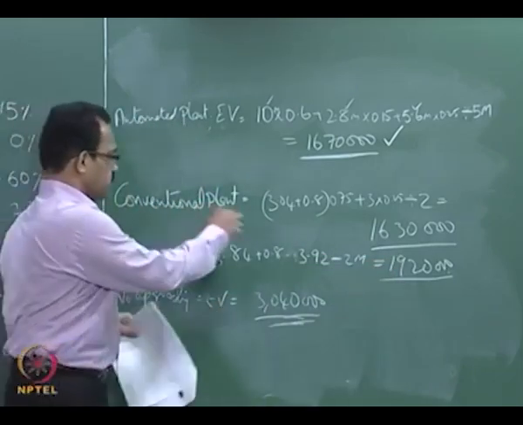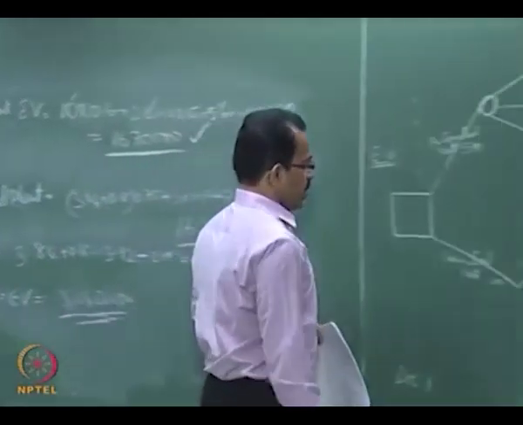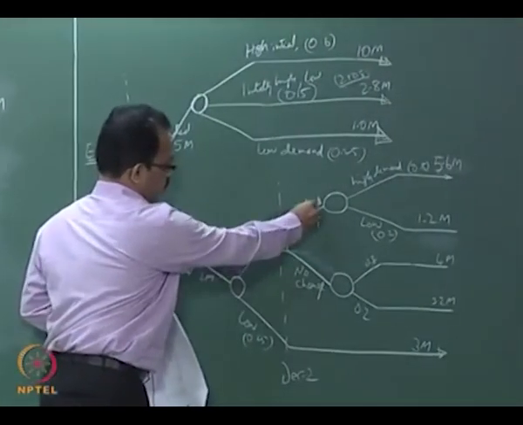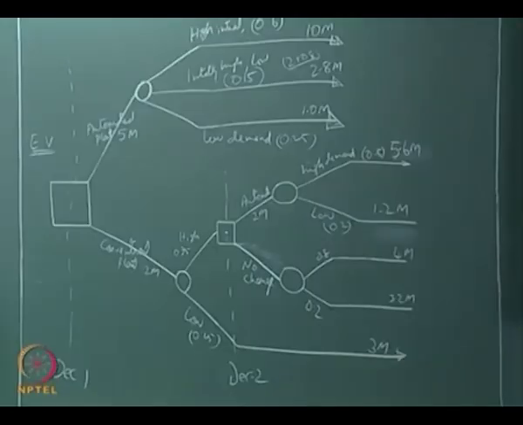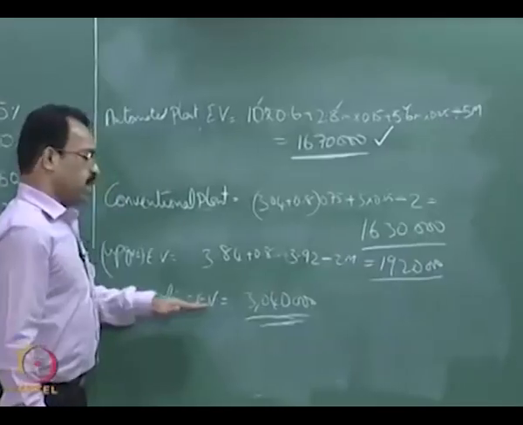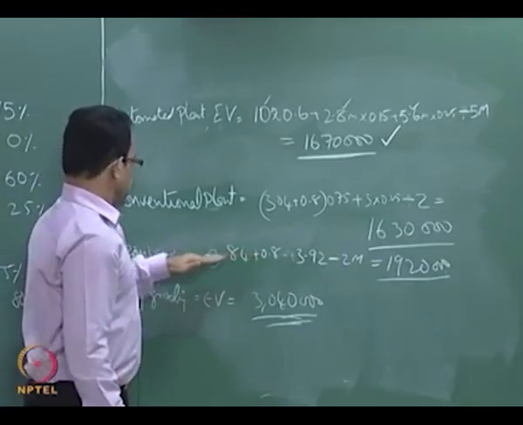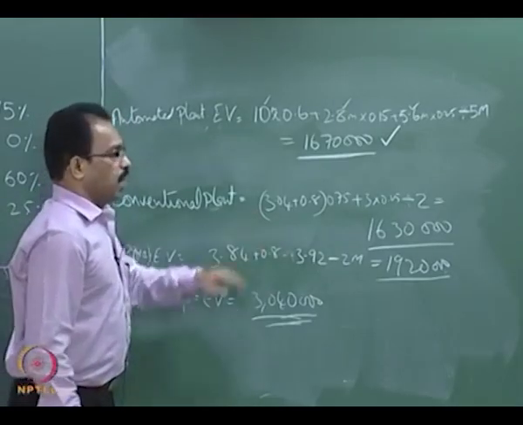So if the company decides to go for a conventional plant initially and then whether to go for an automatic upgrading or not, it shows that if not upgrading, then the expected value of the conventional plant itself will be very high compared to the expected value of the upgraded plant.